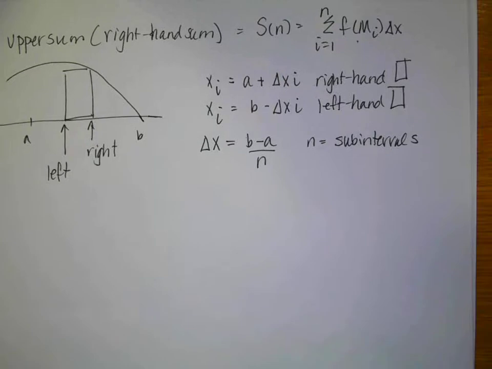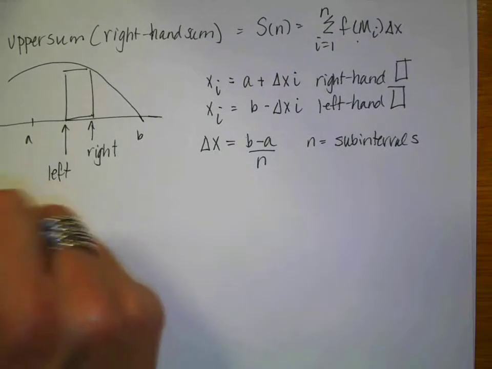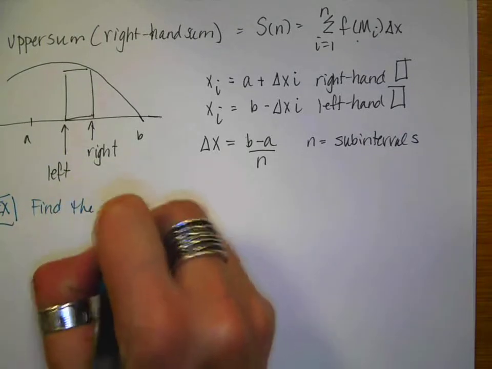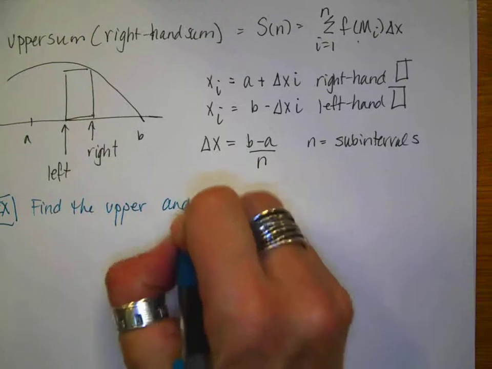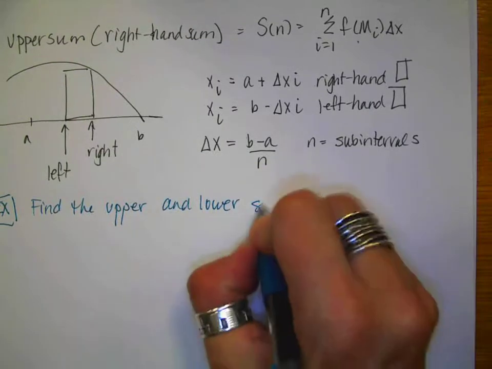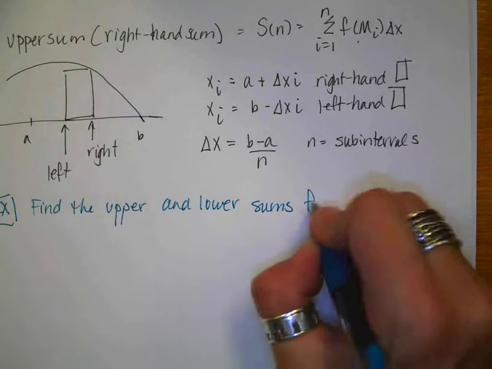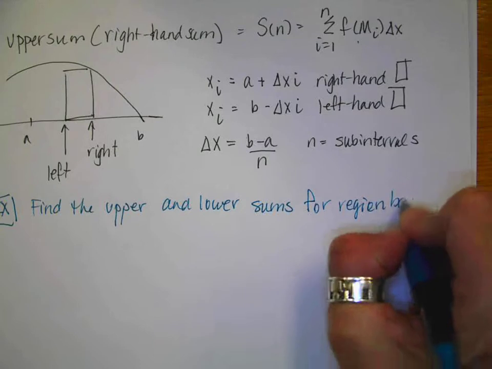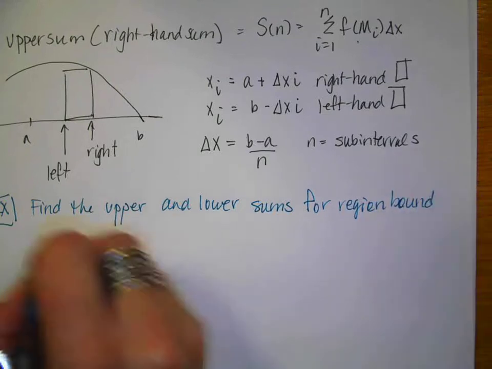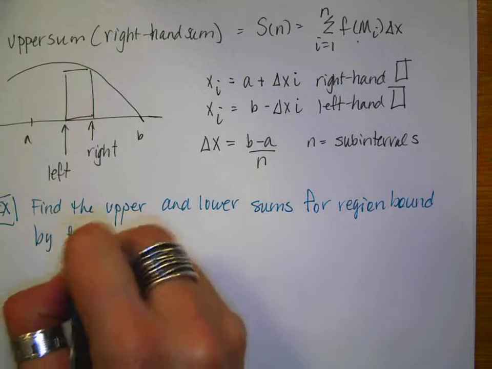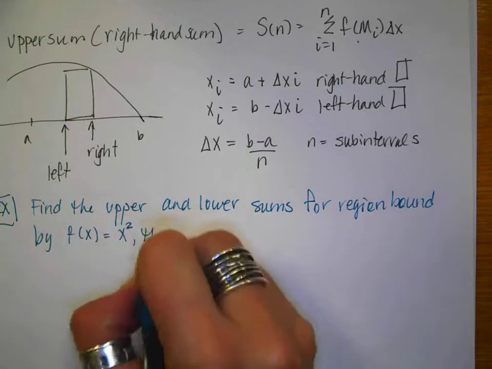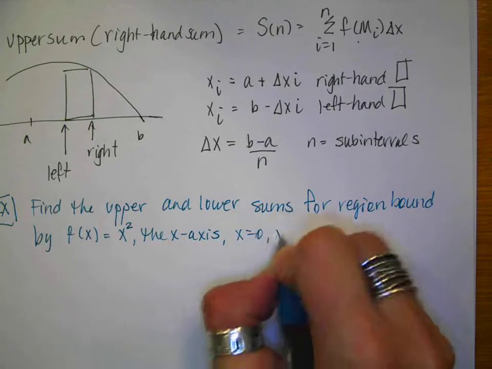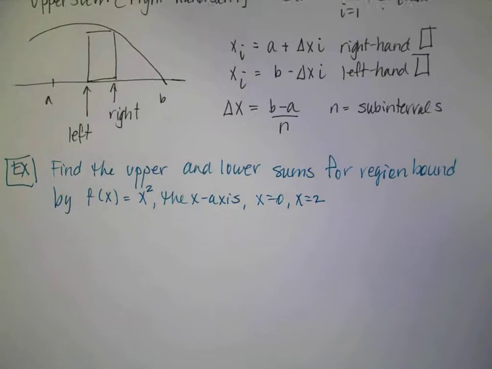Alrighty, so let's just do an example. And this one says find, and actually I'm not going to do the whole example because I'm a little bit lazy, but I want to make sure we set it up so that you can see how the problems would be done. Find the upper and lower sums for the region, and integrals are so much better, we'll be there soon, by f of x is equal to x squared, the x-axis, x is equal to 0, and x is equal to 2.